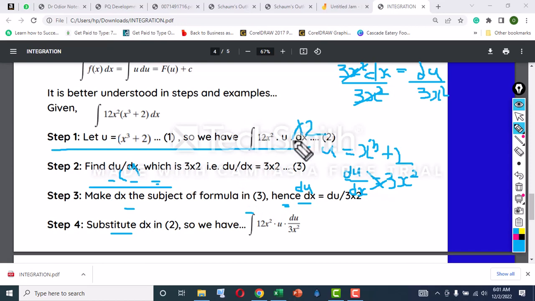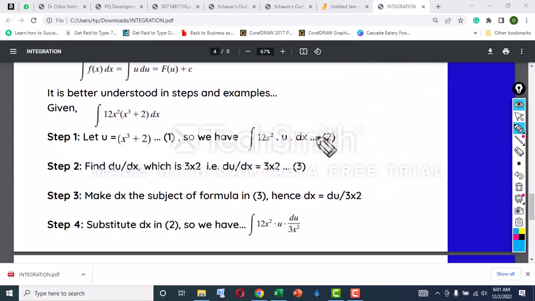Now remove this dx. Let me clear everything so that I can see first. So remove this dx, and put du over 3x square, what we just got after we made dx the subject of formula. So you remove this dx and put du over 3x square. So that's how we have 12x square times u times du over 3x square. That's step 4.